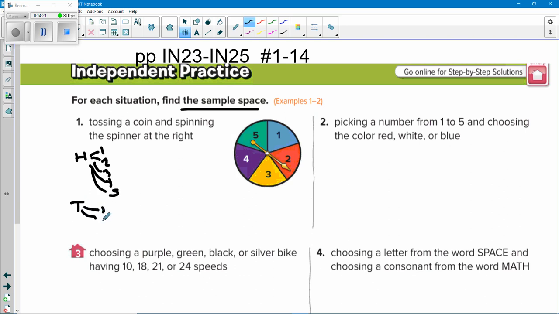Tails 1, tails 2, tails 3, tails 4, and tails 5. So how many things can happen? There's 10 items in your sample space. That's all they want. They don't want probability, they just want to know what they are. You can make a list. Heads 1, heads 2, heads 3, heads 4, heads 5. Tails 1, tails 2, tails 3, tails 4, tails 5.